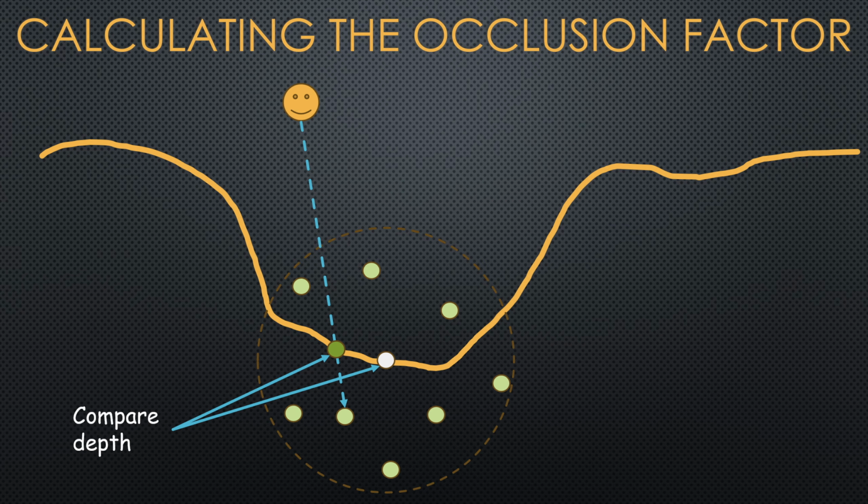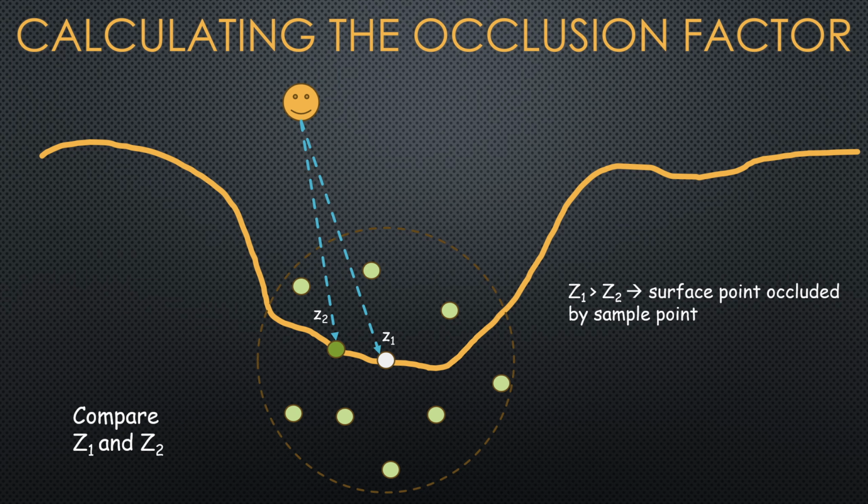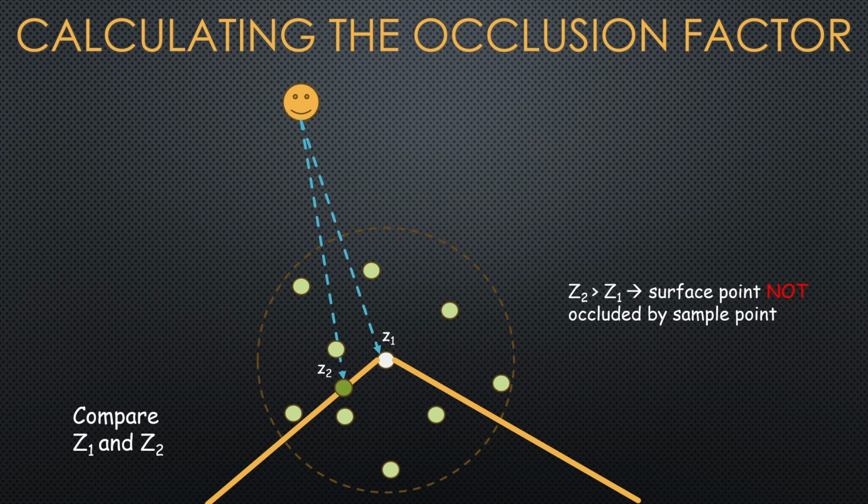So we basically end up comparing the Z value of 2 points on the surface. If the Z value of the main surface point is larger than that of the sample point, we assume the surface point is occluded with respect to the sample point. This will happen, for example, when the surface point is in some sort of a cavity. But if the surface point is on the edge of a wall, then most likely its Z value will be smaller than most of the sample points around it.